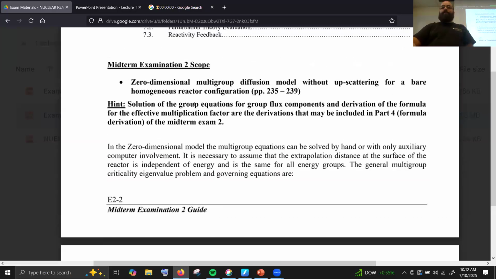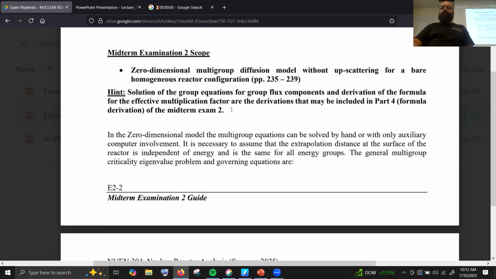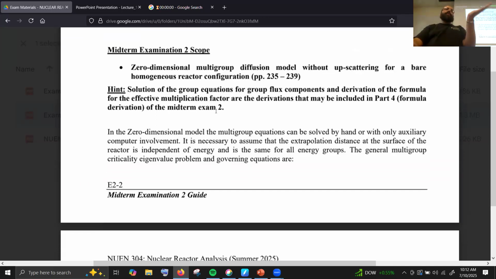So basically the only derivation or model from chapter 4 to be aware of is that zero-dimensional multi-group model. That was the thing that we did on homework 4 to get calculations for K effective and our group flux components for a multi-group problem. So those kinds of questions are free game because that started in homework 4 and then moving forward.